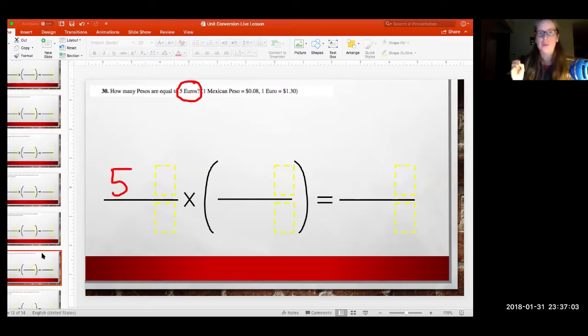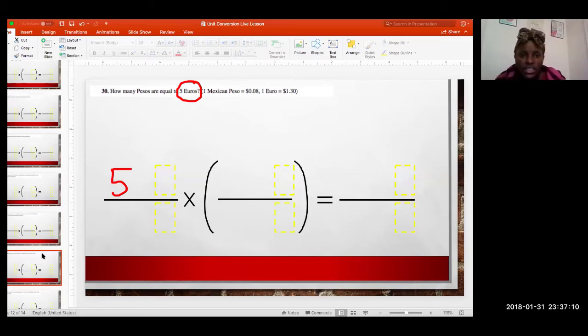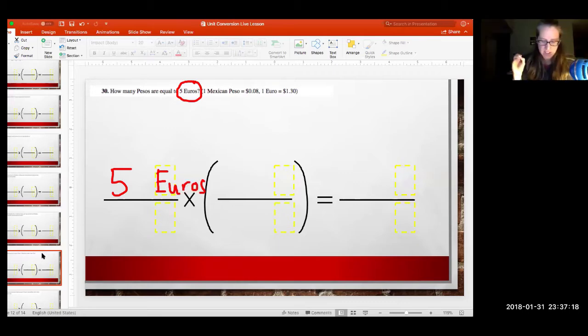Do you guys know what the abbreviation for a euro is? I've only seen it written like that. EUR, I think. All right. So we have 5 euros. And first we're going to change it to dollars. Okay? So to change it to dollars, we have this information right here. 1 euro is equal to $1.30.